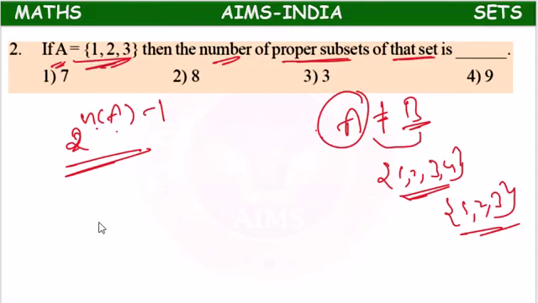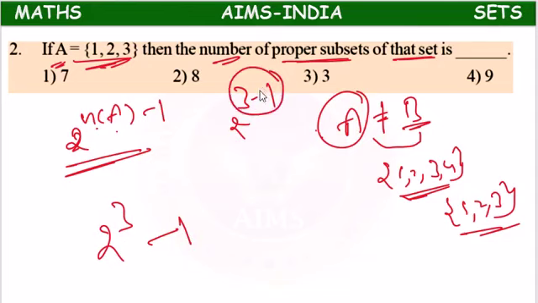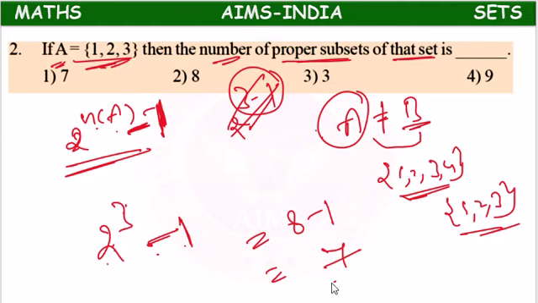Means in a proper subset, the same set is not considered as a subset. Here n of A is 3. 2 power 3 minus 1. Here the minus we should not keep in the power, children. That is wrong. 2 power 3 is separate, minus 1 is separate. 2 power 3 is 8, minus 1 equals 7. So A option, 7 is the right answer.